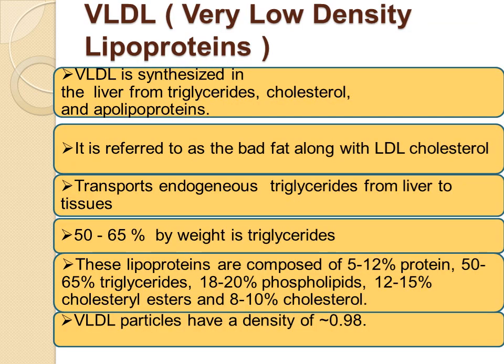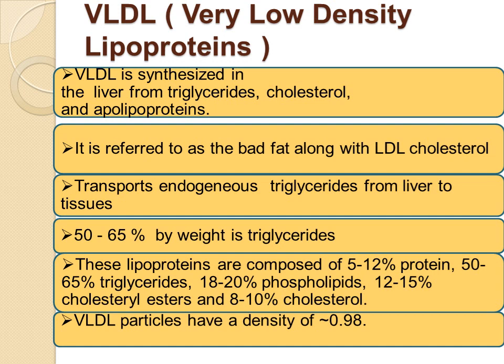Now the very low density lipoproteins. Very low density lipoproteins are synthesized in the liver from triglyceride, cholesterol, and apolipoprotein. It is referred to as the bad fat along with low density lipoprotein cholesterol. So very low density with low density lipoprotein are considered bad fat. It transports endogenous triglyceride from the liver to the tissues. That means very low density lipoprotein transports endogenous triglyceride from the liver to the tissues.